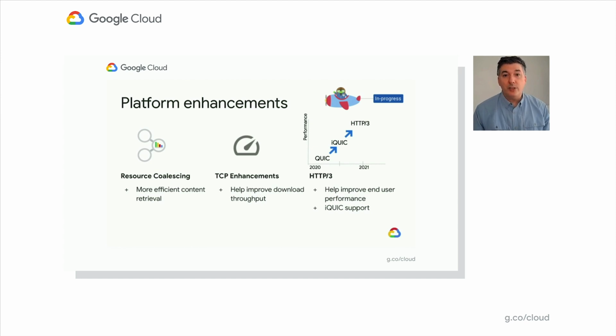As we start to roll out IQUIC and the HTTP3 protocol to the entire Cloud CDN fleet, Cloud CDN customers will automatically have the ability to leverage this new protocol. The benefit of using the HTTP3 protocol is that it will improve not only your time to first byte, but also client performance and stability for end user clients, particularly on unstable networks.